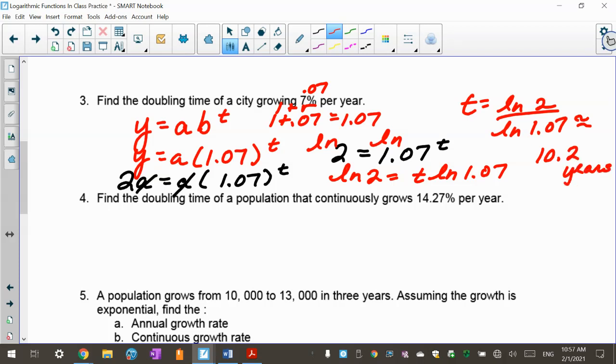If you do it exponentially, I think it comes out to be either 9.9 or something like that, the continuous, and it's perfectly fine.